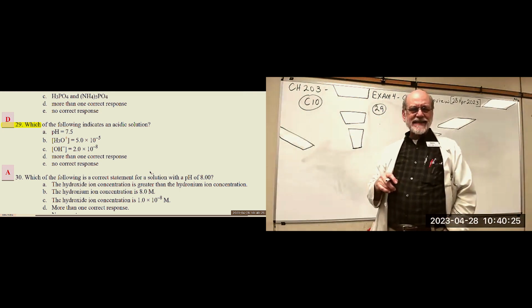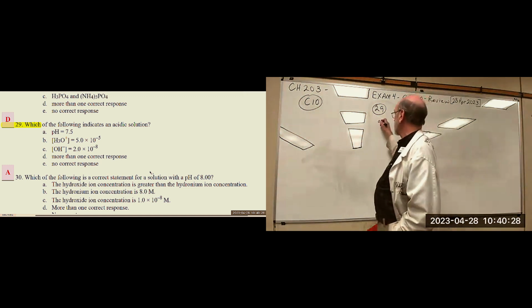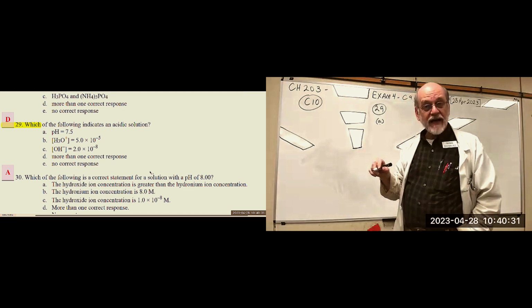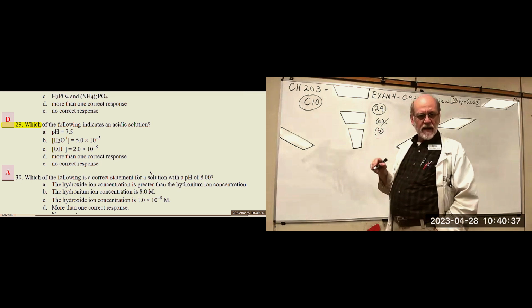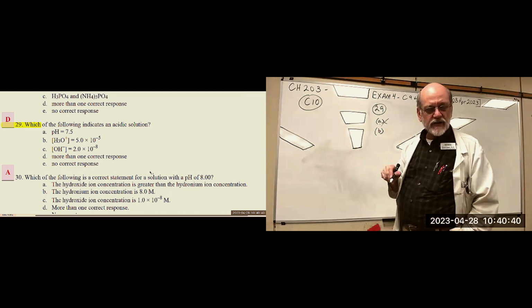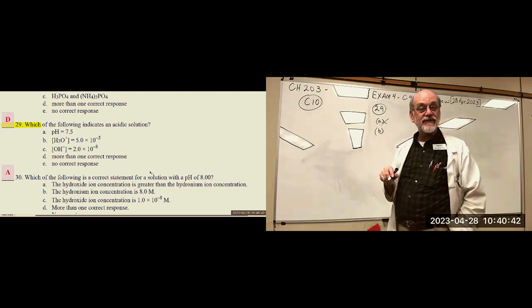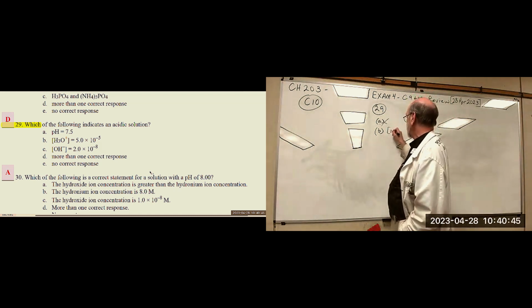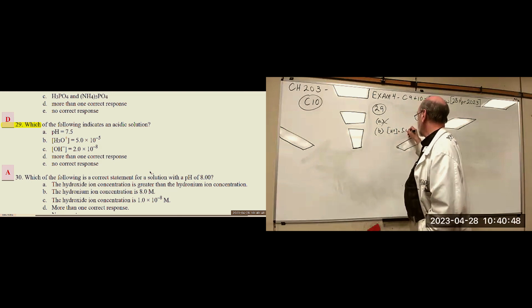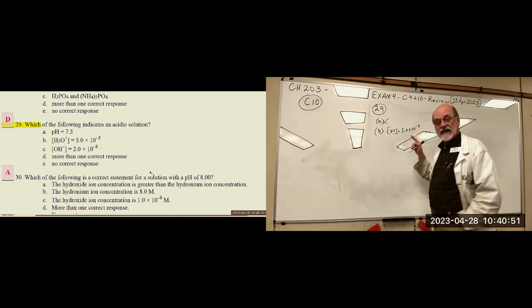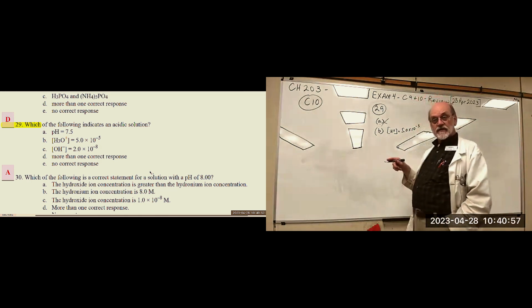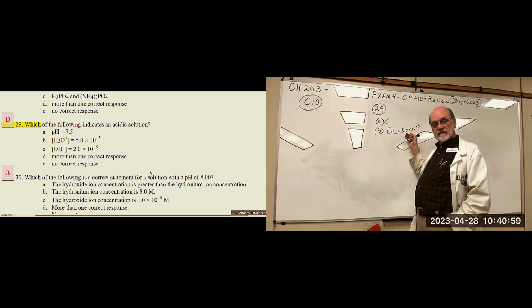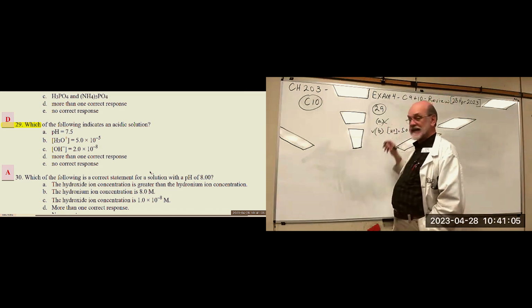Which of the following indicates an acidic solution? Well, let's see. A, 7.5 is above 7, so that's basic. Can't be that one. B, a hydronium ion concentration of 10 to the minus 5. That is greater than 10 to the minus 7, right? So the hydroxide would have to be somewhere in the neighborhood of 10 to the minus 9. So this one is acidic.